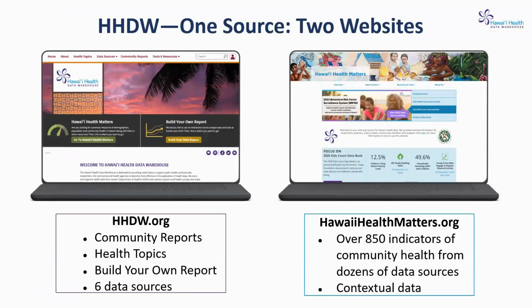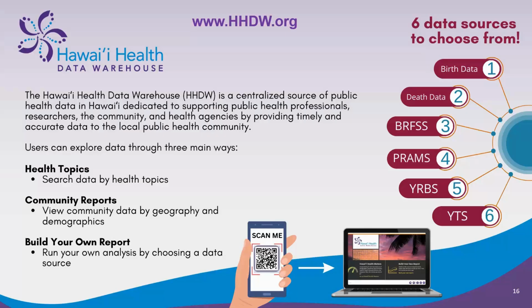After we've explored those features on HHM, we're going to switch over to our second website, hhdw.org. So HHDW offers several ways to explore valuable public health data. You can search the data by health topic area or look at multiple indicators of health for a given community. And one highlight is an interactive data query tool that allows you to build your own report from one of the 6 data sources in the warehouse.